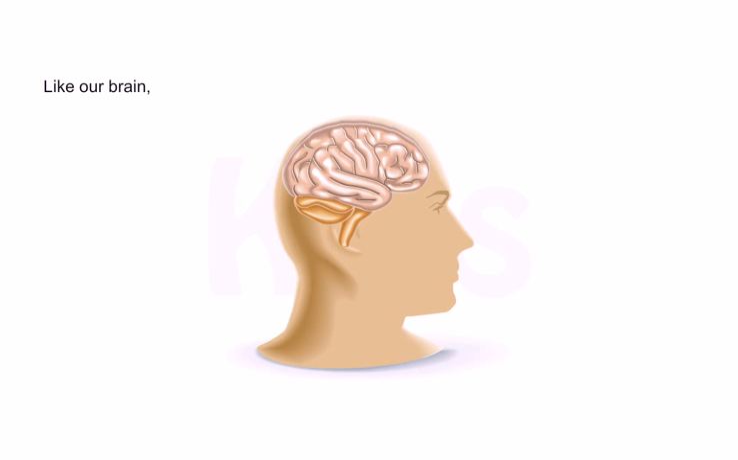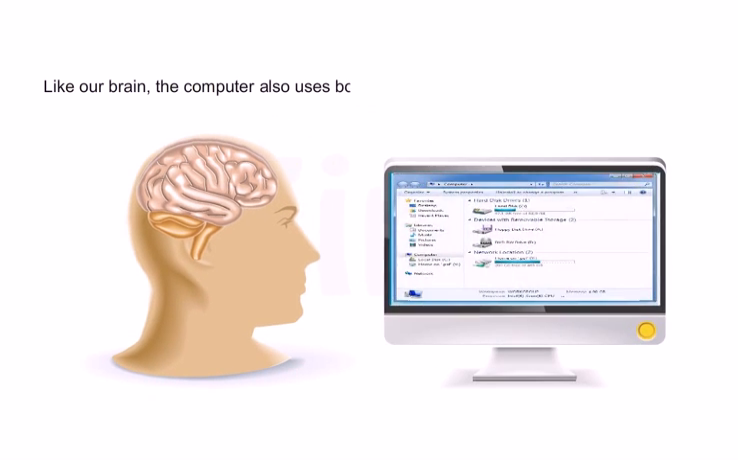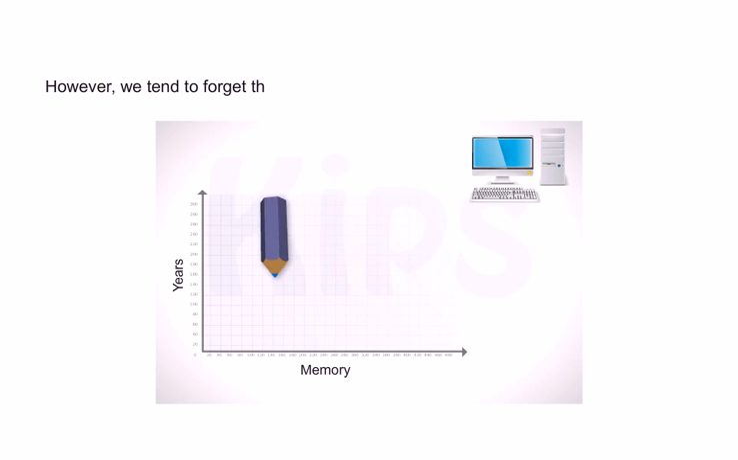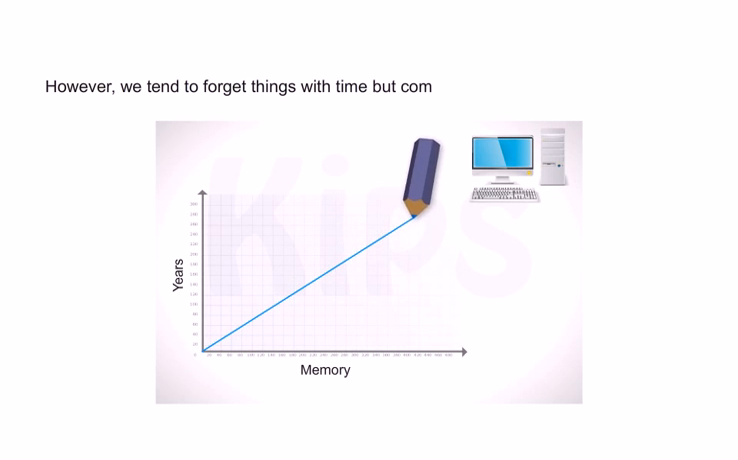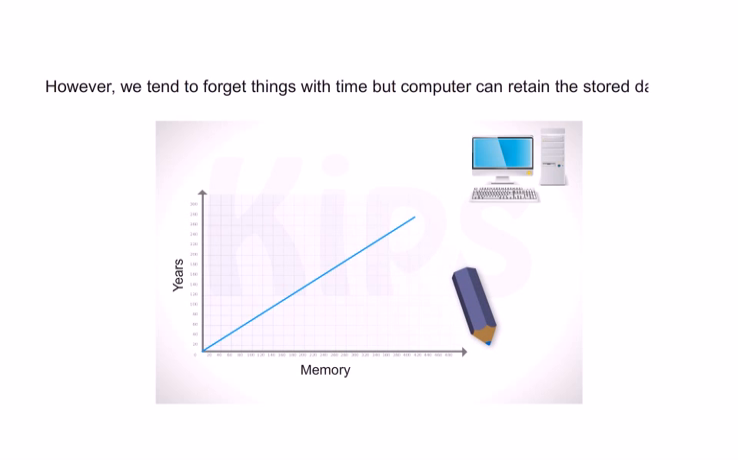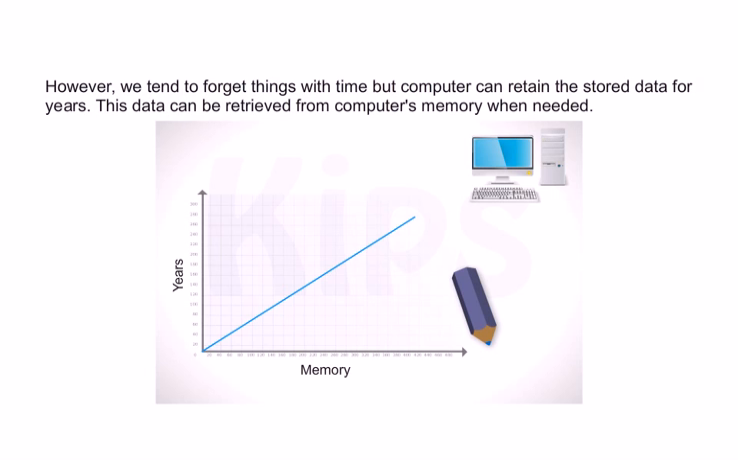Like our brain, the computer also uses both short-term and long-term memory to store data or information. However, we tend to forget things with time, but a computer can retain the stored data for years. This data can be retrieved from the computer's memory when needed.